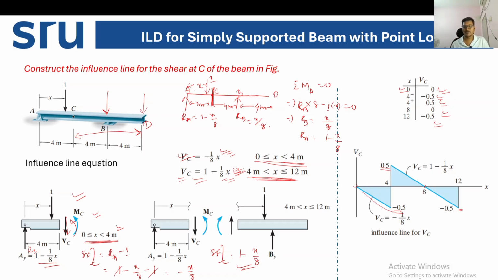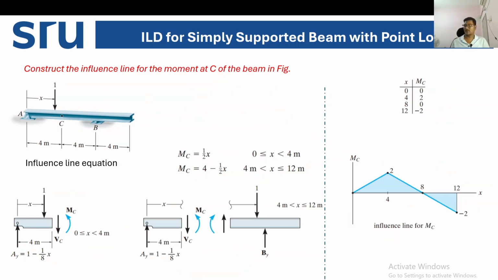So we'll connect the points, and we'll get the influence line diagram for shear force at C. I hope you understood how to calculate the shear force at C, and by taking the position of the unit load, we can record the responses on the shear force at C.